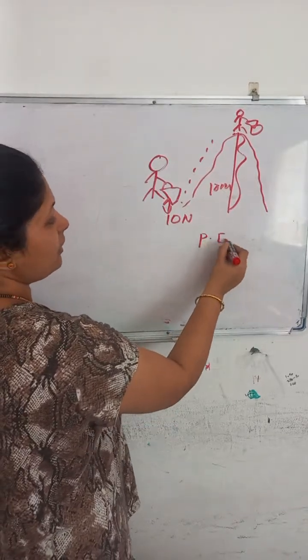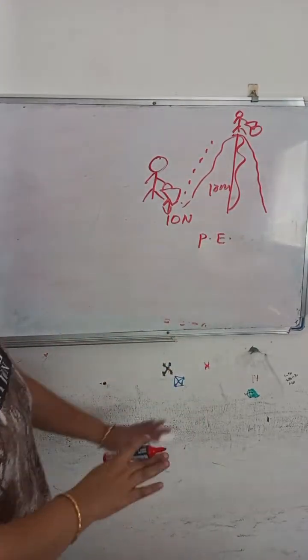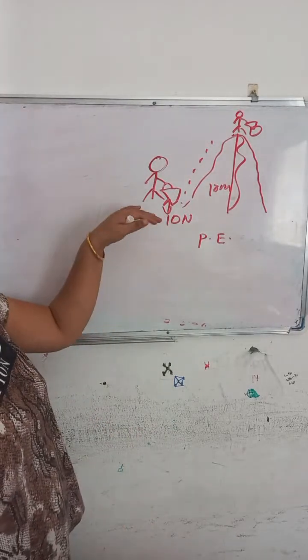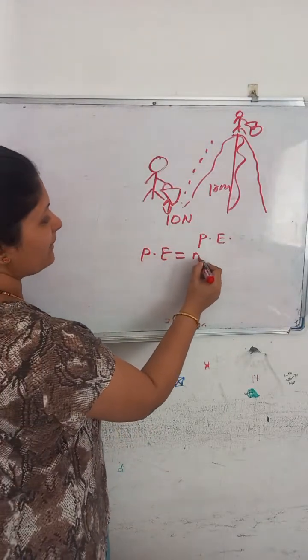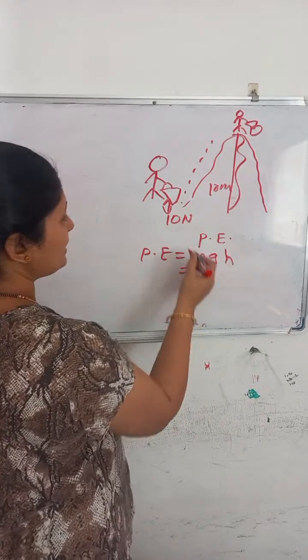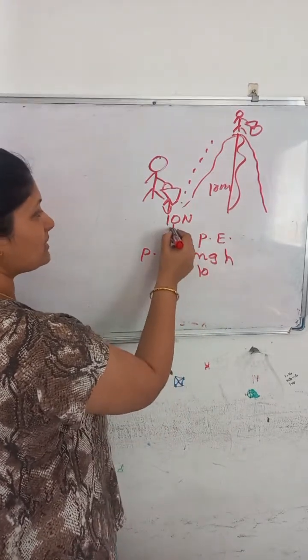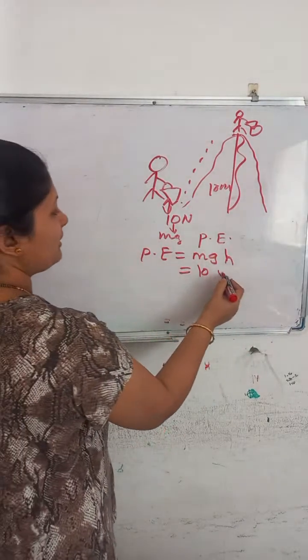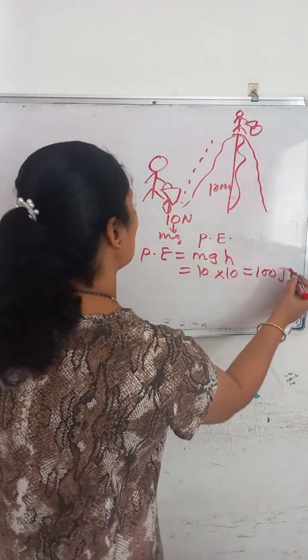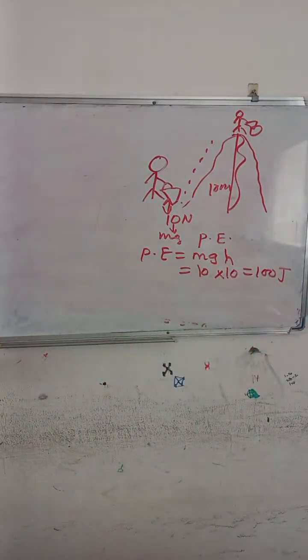This is a question based on potential energy. Initially he is at the ground and is raised up to a certain height, 10 meter. So potential energy is mg into h. Here mg is 10 Newton, because this is acting vertically downward, that means this is the mg component only. Height is also 10, so the answer is 100 joule. The options are 50 joule, 150 joule, 100 joule and 200 joule, so the answer is C, 100 joule.